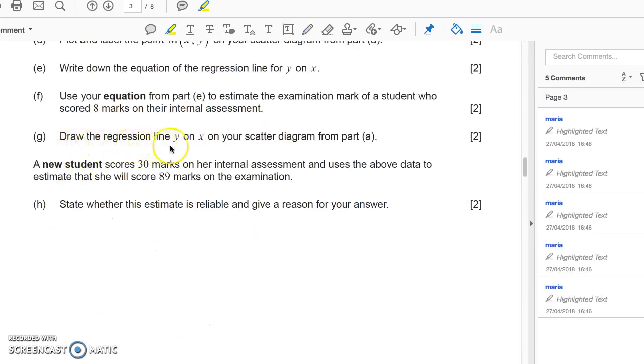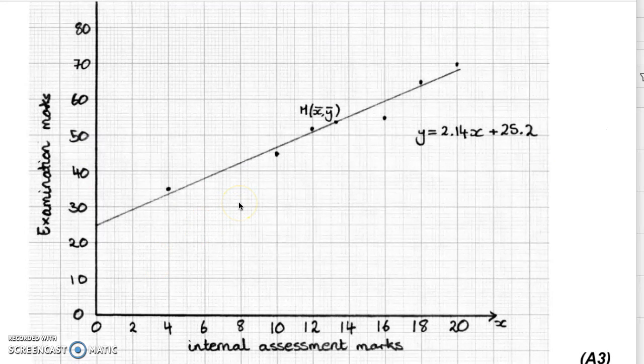G, draw the regression line y on x on your scatter diagram for part A. To draw the regression line on top, please use a ruler. Make sure that you go through your x mean, y mean. What is also important is to have the correct y-intercept. If I know the formula, what is my y-intercept? The 25.2. So make sure that you have a point at the 25.2, more or less. You are going through your mean, and then use a ruler to draw the line.